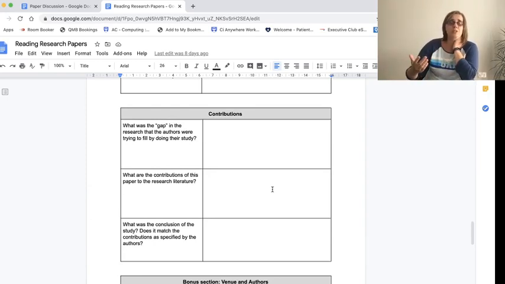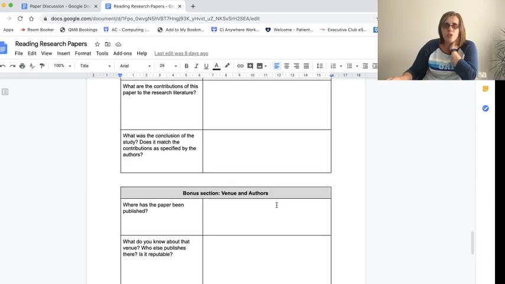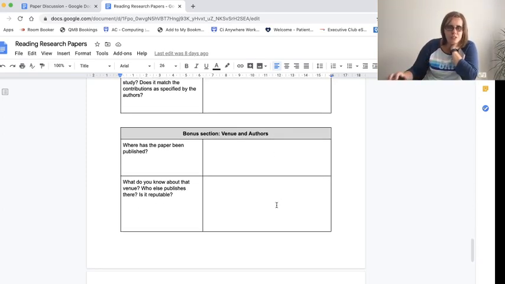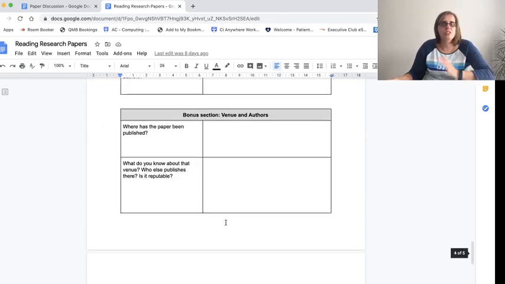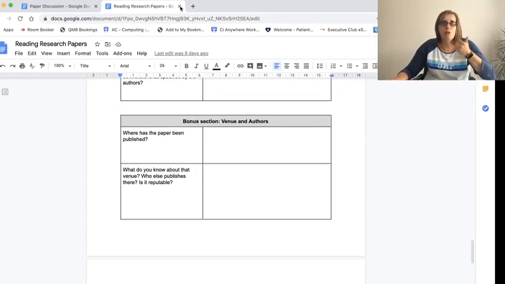Did they just do what someone else has already done, or did they find out something new in a new context or with new participants, for example? And what do we know about the authors and the venue itself? Based on what we know about the authors and the venue, is this a reputable piece of work?